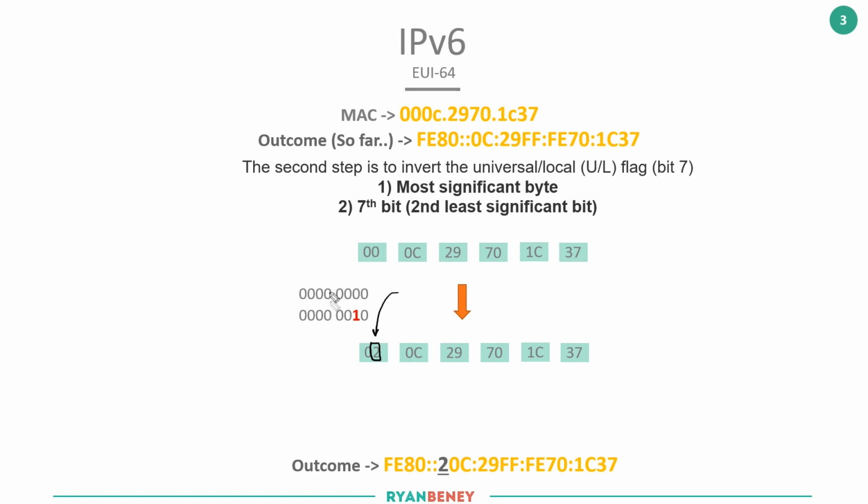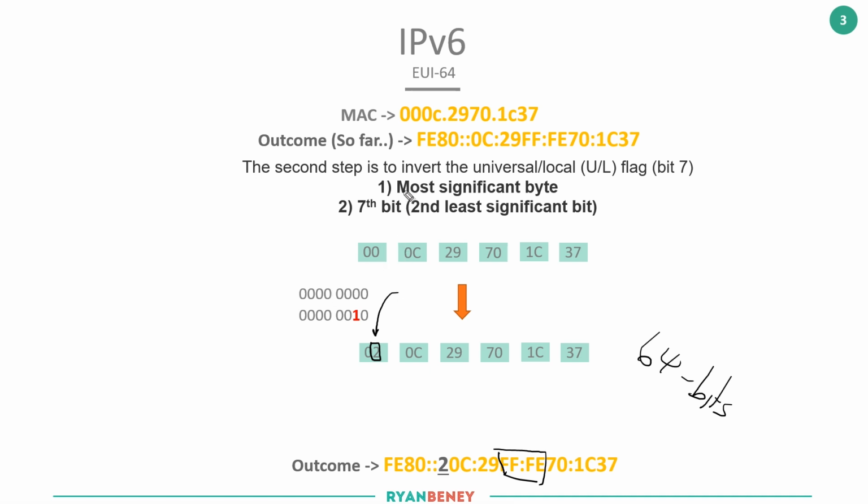So there are 2 steps required then. The first one seems pretty simple. All we do is put FFFE into the center of the address to equal those 64 bits. Not a problem. The second, again, relatively straightforward. We just need to flip a bit.